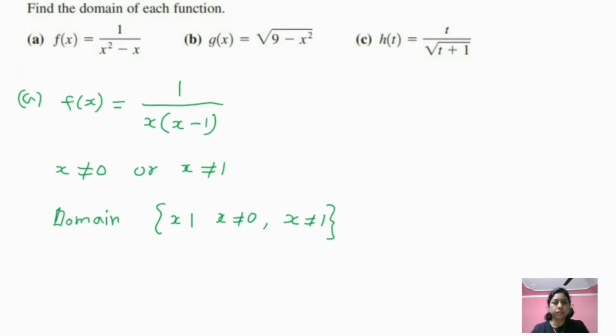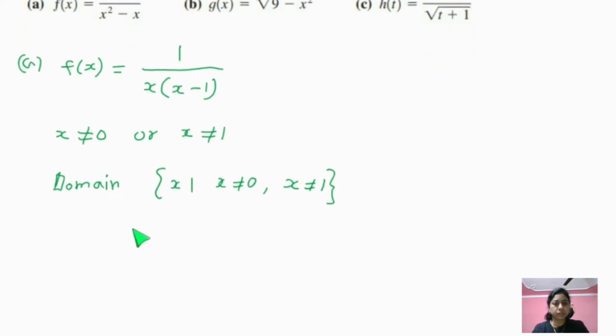Or when we write in interval notation, this is minus infinity to 0, where 0 is not included, so a curved bracket, union 0 to 1 but not including 0 and 1, union 1 to infinity. So this is our domain. You can write in this form or this form, both are the same.